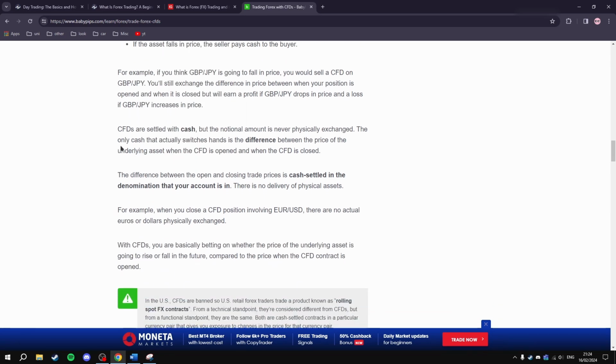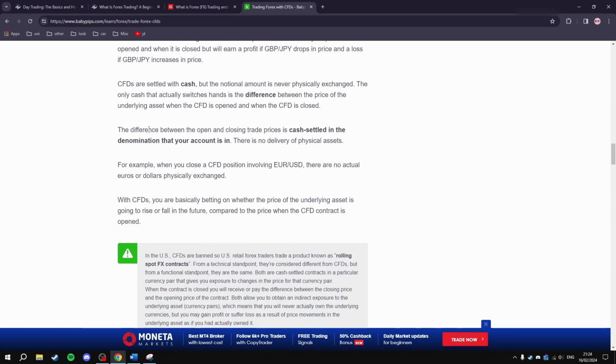CFDs are settled with cash, but the notional amount is never physically exchanged. The only cash that switches hands is the difference between the price of the underlying asset when the CFD is open and when the CFD is closed. The difference between the open and closing trade prices is cash settled in the denomination that your account is in. There is no delivery of physical assets. For example, when you close a CFD position involving Euro-USD, there are actually no euros or dollars physically exchanged.